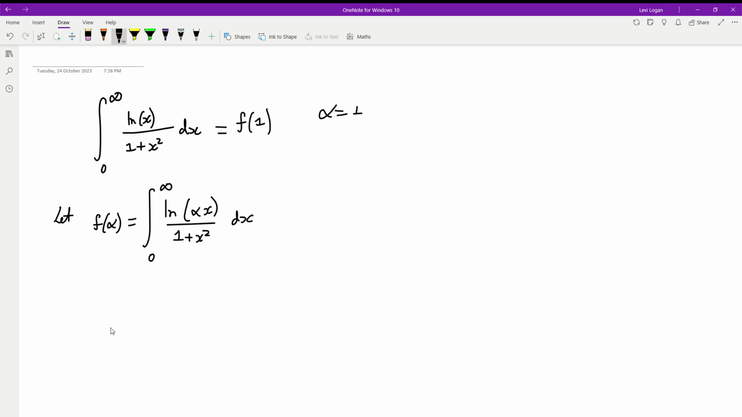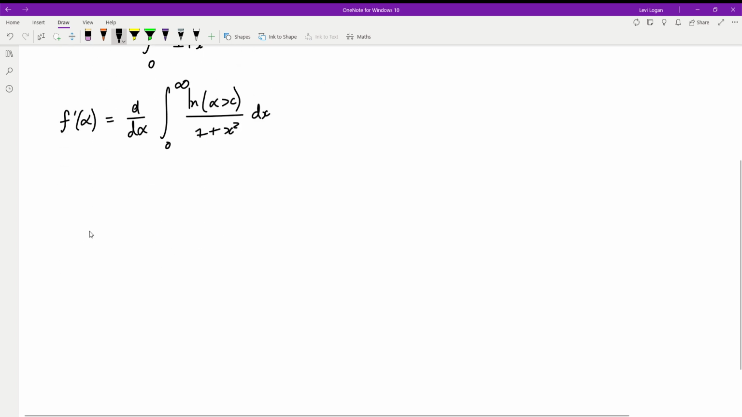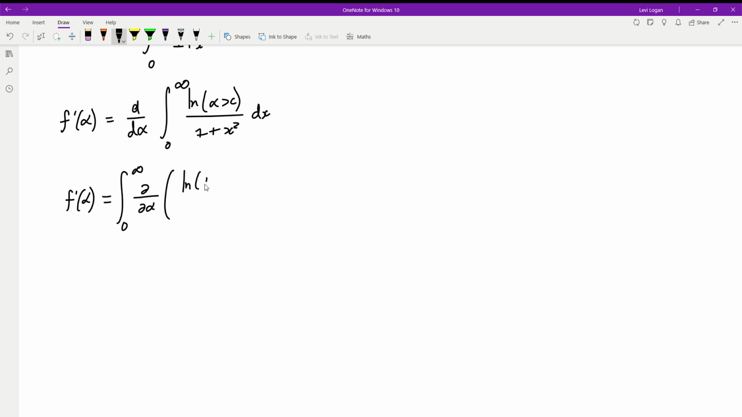And now we're going to differentiate both sides with respect to alpha. So that means f dash of alpha is equal to the derivative operator with respect to alpha of this following integral. Now what we can do here is bring the operator inside the integral and turn it into a partial derivative. The partial derivative treats the other variable as a constant, so the only thing we'll be differentiating with respect to will be alpha. So the rest of it is quite an easy differential. So change this to a partial derivative and we have natural log of alpha x on 1 plus x squared dx.